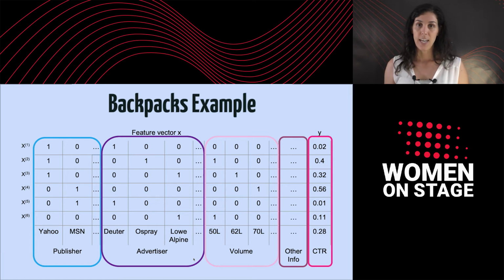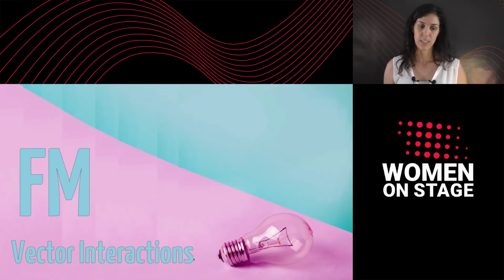You can see I still have publisher, advertiser, and volume, but now it's embedded, which means there's no more categorical data. Now it appears as zeros and ones. One represents if the feature exists, and 0 represents if it doesn't. I'll explain a little bit more in factorization machines.